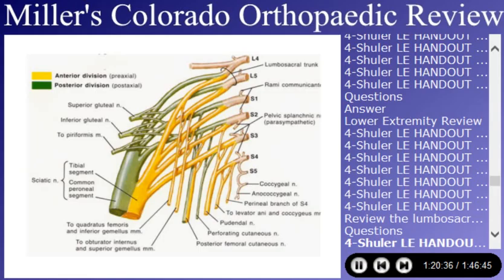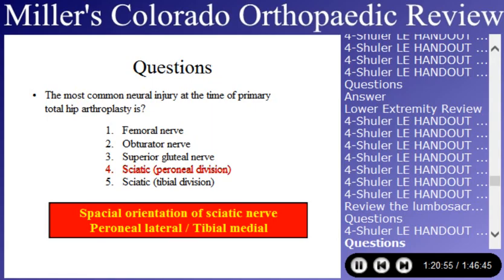The reason why is the peroneal division is more lateral. So if you think about when you're doing total hip arthroplasty and errantly place a retractor, what nerve are you most likely going to hit? That's what's most lateral, which is the peroneal nerve division. Okay? So knowing anatomy also helps you out in getting the questions right. Common neural injury at the time of primary total hip arthroplasty is, well, we know sciatic, but which division? Well, anatomy tells you that. It's the lateral one, peroneal division.